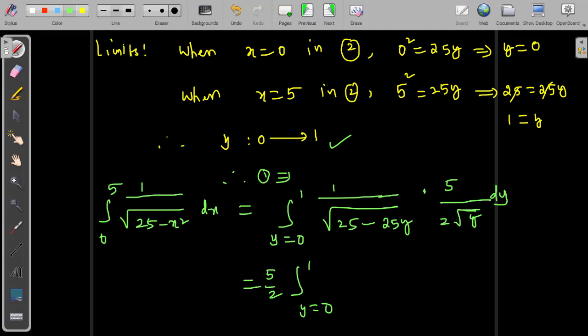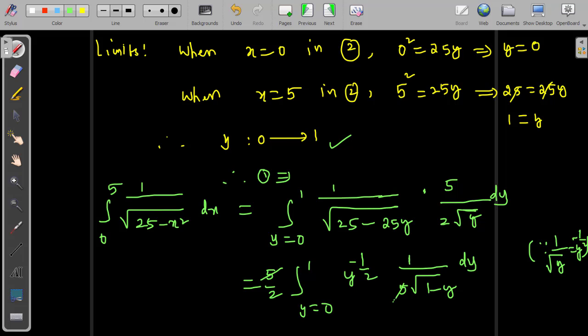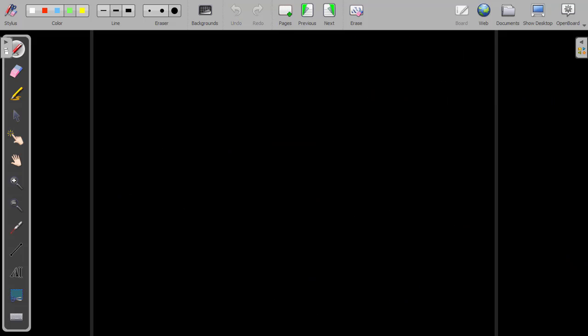Here we have only root y. This root y in the denominator can be written as y power minus half, because 1 by root y is nothing but y power minus 1 by 2. Followed by 1 divided by root 25 common. Root 25 means 5 times root of 1 minus y, again left with dy. If you look here, 5 also cancels out. Now it is 1 by 2 times. Next page: this is equal to 1 by 2 times integral y from 0 to 1, y power minus 1 by 2.